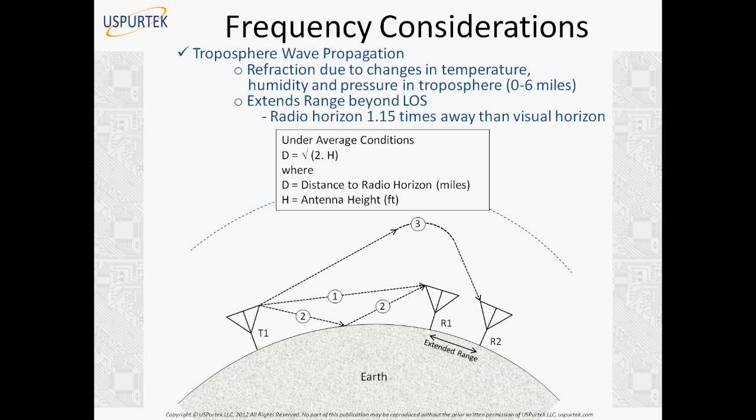Now, your real horizon is extended to 1.15 times the visual horizon. And you can use the formula given here to actually calculate it. As you see in the illustration, T1 and R1 is the actual line of sight distance. But because of the troposphere refraction that is happening at number 3, our range is extended. This is the extended range, and it extends the range to R2.